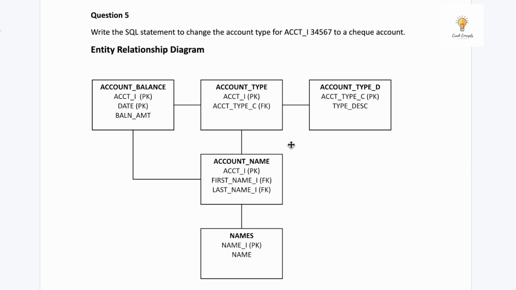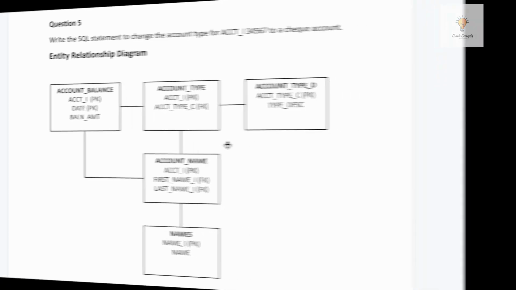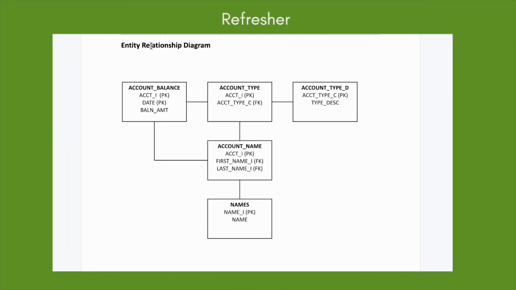But before that, I'm going to give a little refresher on the entity relationship diagram and the tables. In case you already know it, you can skip it. So there are a total of 5 tables: account balance, account type underscore D, account name, and names. Now, as you can see, there are lines between them.